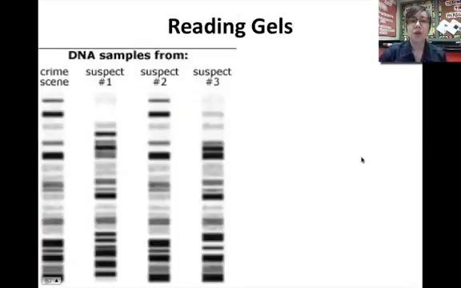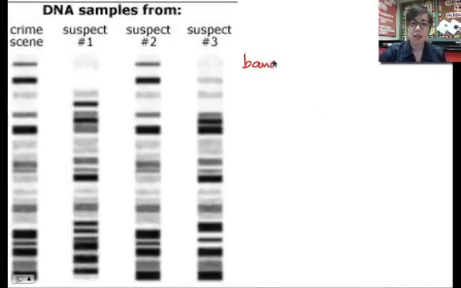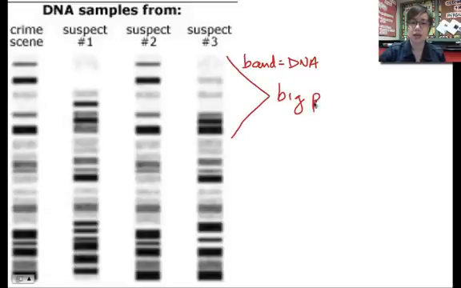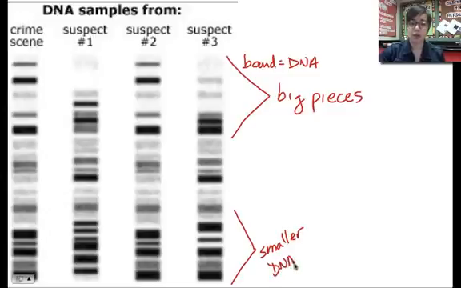Now, let's take a moment and practice reading a gel. When you're reading a gel, remember each one of these bands, so I'm going to write this down, each band equals DNA. And we can compare the sizes of our bands because we know that DNA moves based on its size. So again, let's go ahead and label this. We know that these guys are going to be our big pieces of DNA. So these are going to be our bigger pieces. And these guys are going to be our smaller pieces. So these are our smaller DNA molecules.